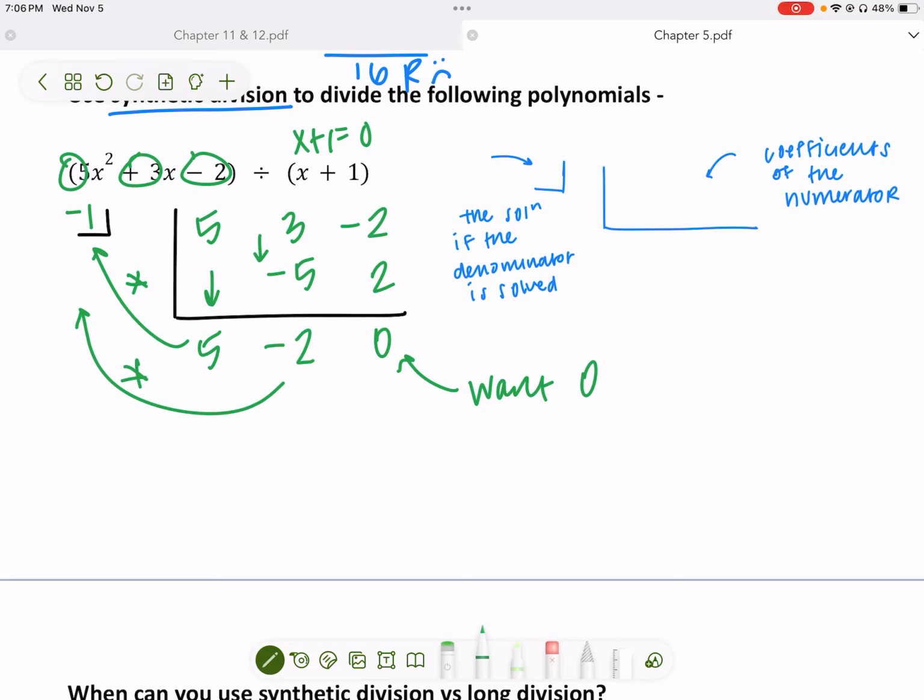So what you end up with now is 5x minus 2. Because we divided out an x from x squared, we now have just an x, right? We've divided out a power.